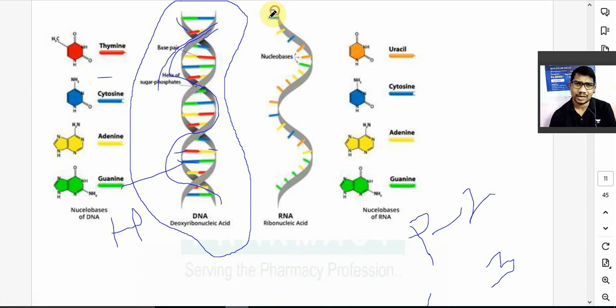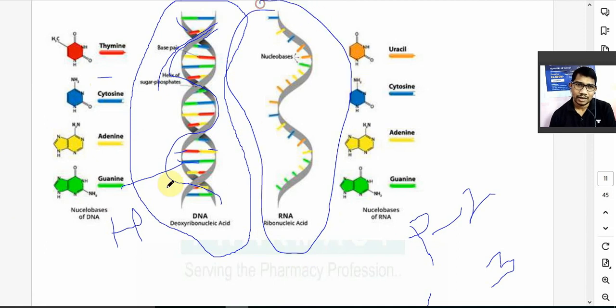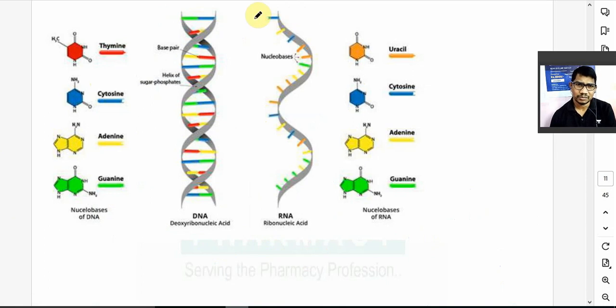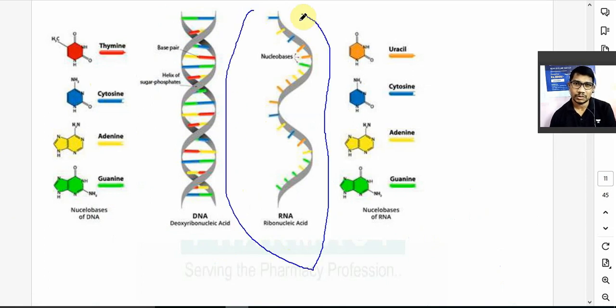Now RNA is single stranded, as you can see over here. This is the structure of RNA. Again, the backbone in the RNA structure is nothing but the phosphodiester bond. So what are the nitrogenous bases present in the RNA? Here you will have guanine, adenine, cytosine and uracil. Instead of thymine, you have uracil in the RNA.